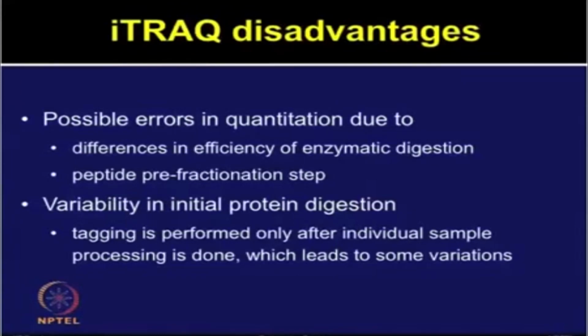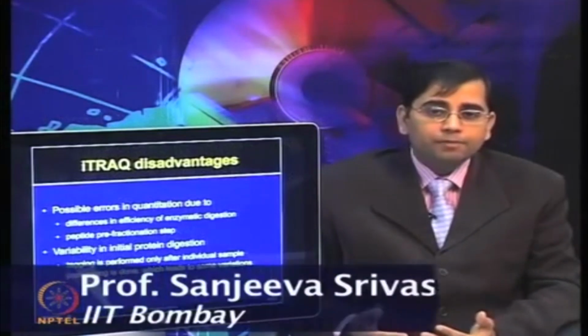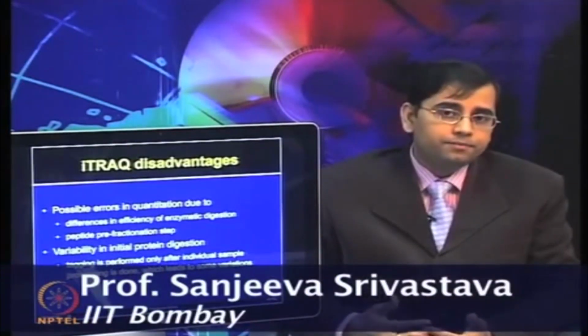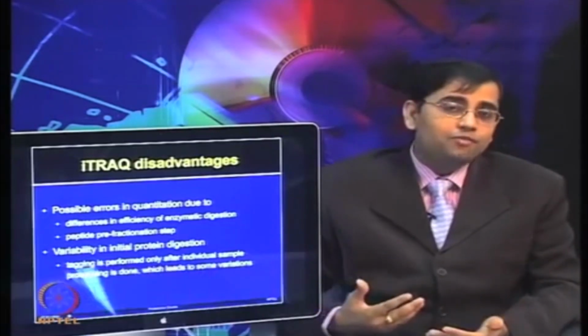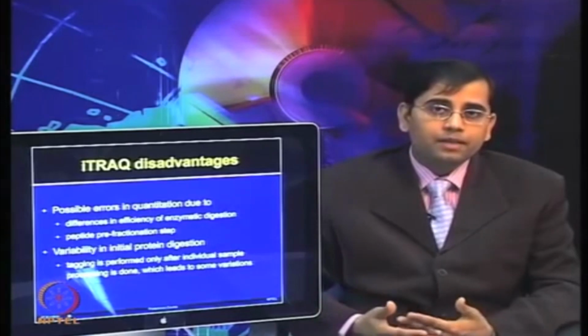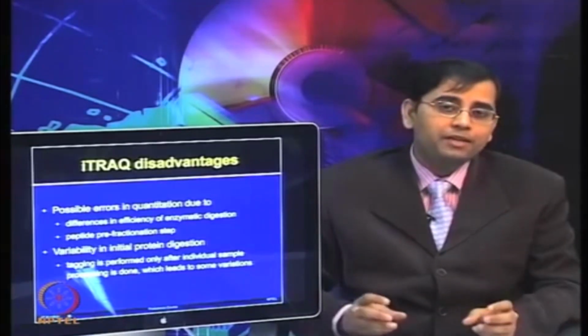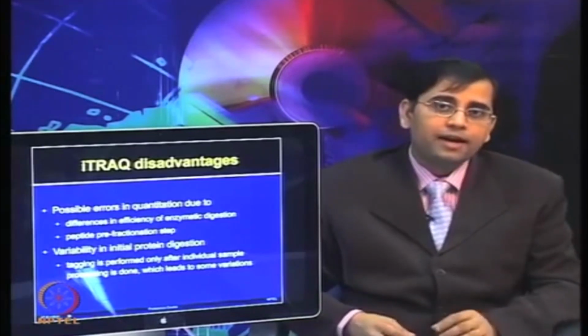Although, if you start with the same enzyme lot and if you have done the quantification for the proteins properly, ideally that should not matter, but there is some possibility that some errors could come from the efficiency of enzymatic digestion. The peptide pre-fractionation step could be another possible way of introducing some variations. There is variability in the initial protein digestion, and tagging is performed only after the individual sample processing is done. So, if we could do the multiplexing in some way that tryptic digestion need not be performed separately, that could reduce the overall chances of error, but that will actually not be possible, because we need to label each sample separately with the iTRAQ reagents. So, these are still some of the possible errors and disadvantages of the iTRAQ method.